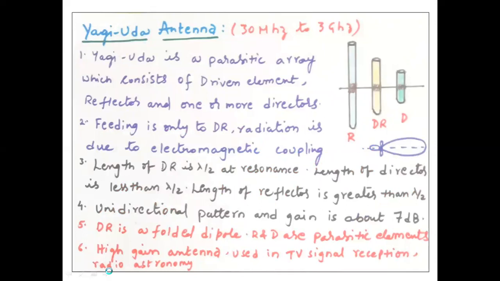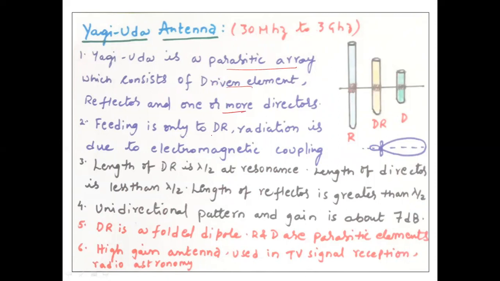This is a very popular antenna, and in olden days for TV signal receiving, this was the main antenna being used, and its range is 30 megahertz to 3 gigahertz. And for every antenna, as I already said, just keep these diagrams in your mind. Just three elements with a supporting mast: reflector, driven element, director. That's it. So it is basically called a parasitic array. It consists of a driven element, a reflector, and more directors.